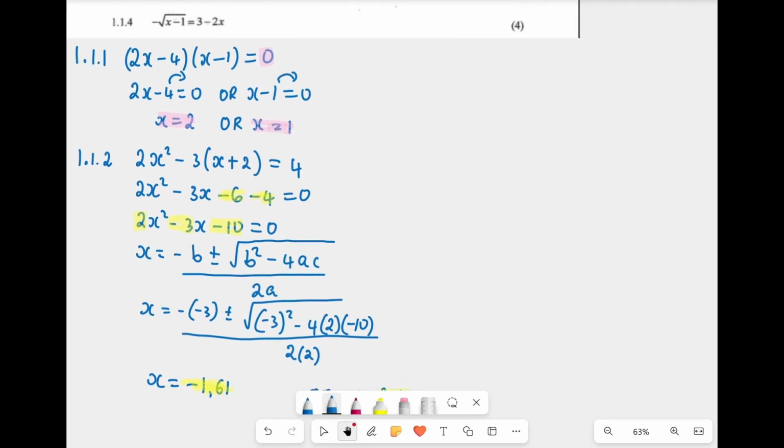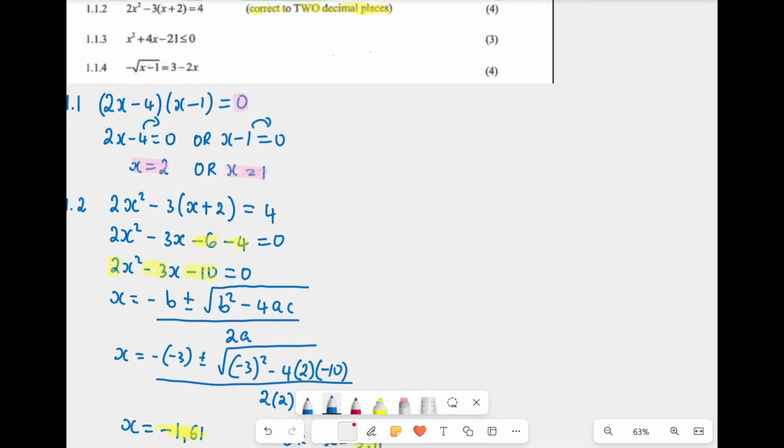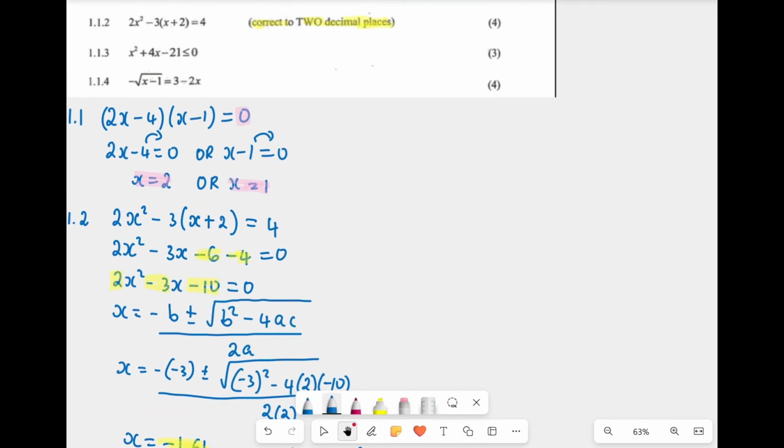And then let's move to 1.1.3. We are given x² + 4x − 21 ≤ 0. So here I need to factorize.